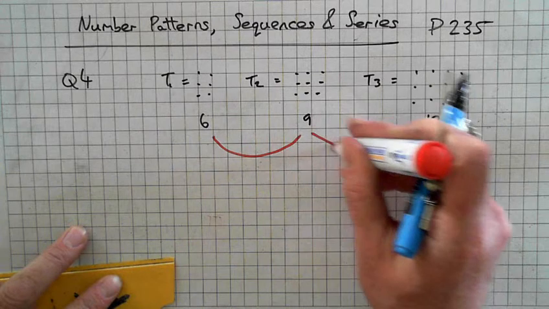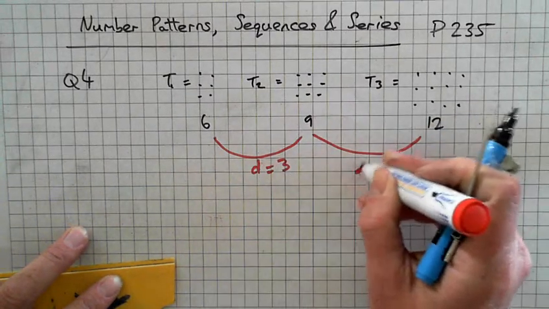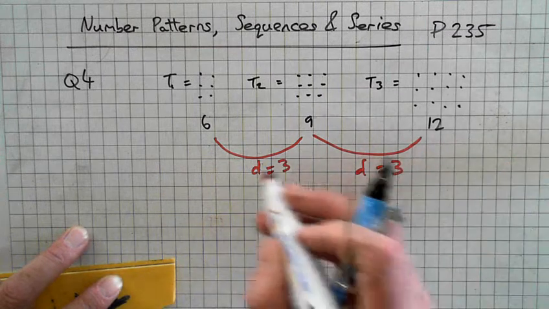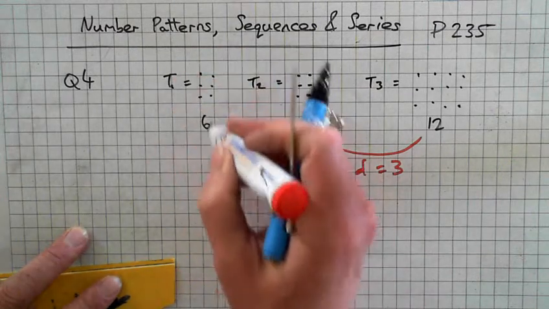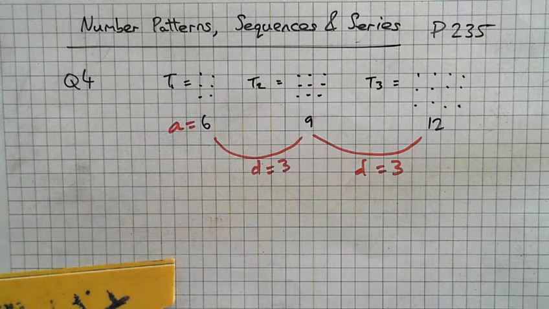Yeah, it's going up in threes. D is equal to 3. What's the first term? T1 is the first term. It's also known as A, the first term.